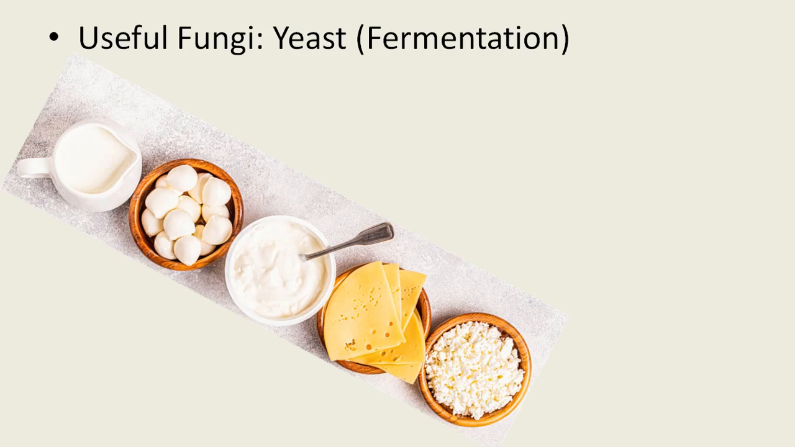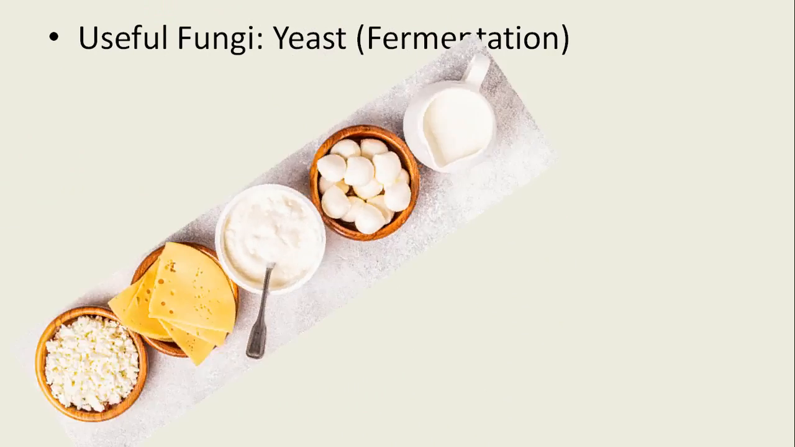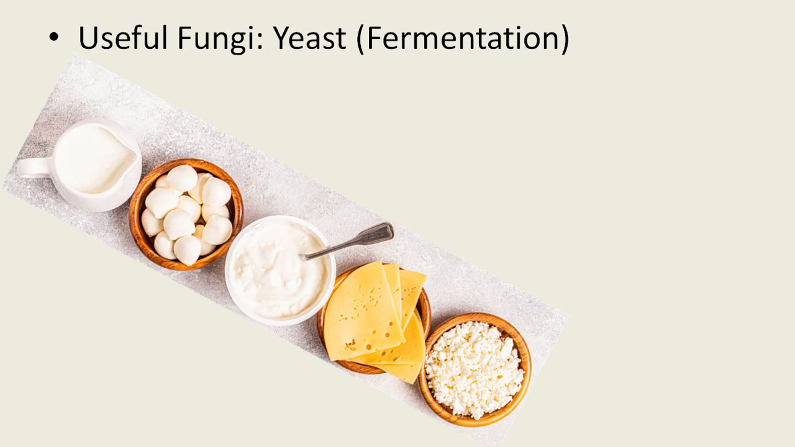You see the pictures here. These are different milk products: yogurt, then idli, then cheese, butter, paneer. These are all products we get due to some useful fungi. This is the yeast. Saccharomyces cerevisiae is one species of fungi that is very useful to human life in food technology. It is also useful in wine technology. Wine development also uses Saccharomyces cerevisiae.